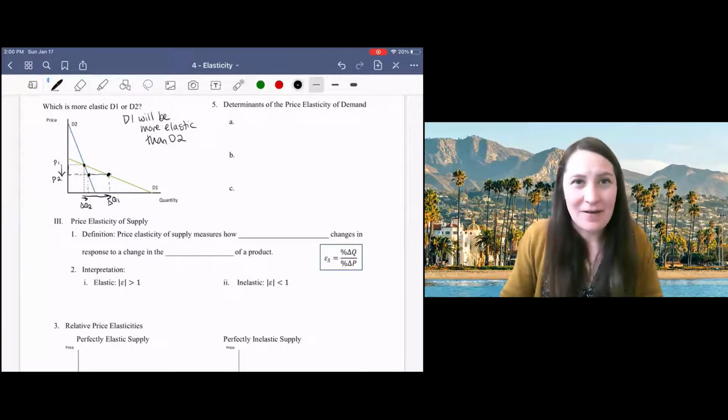What factors affect the relative price elasticity of demand? Well, we'll name 3 here to help you understand which products would tend to be more elastic and which products would tend to be less elastic.